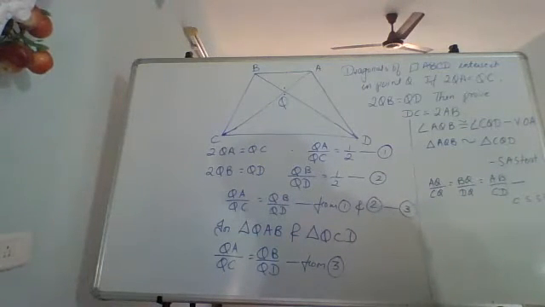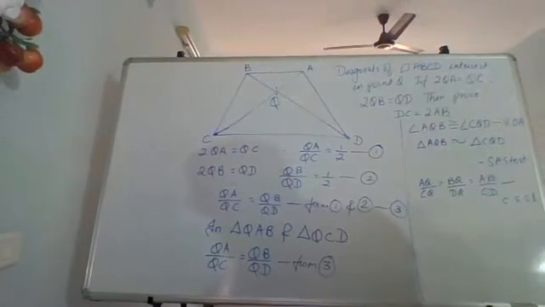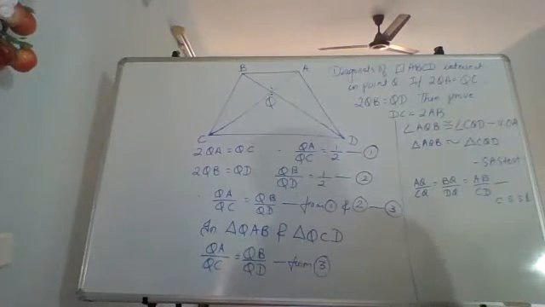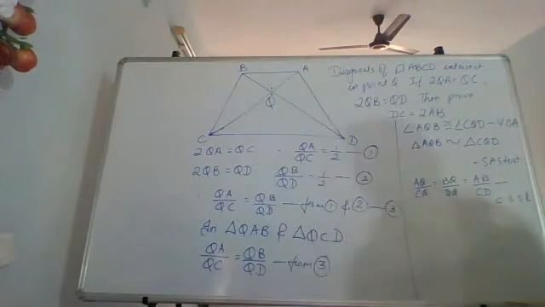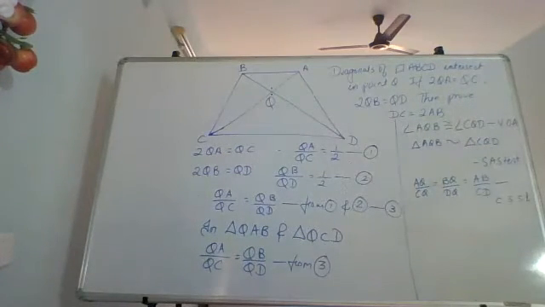Please shift the board a little bit left side. CSST. Okay, sir. Corresponding sides of similar triangles. AQ upon CQ equals BQ upon DQ equals AB upon CD. Reason, CSST, that is corresponding sides of similar triangles.